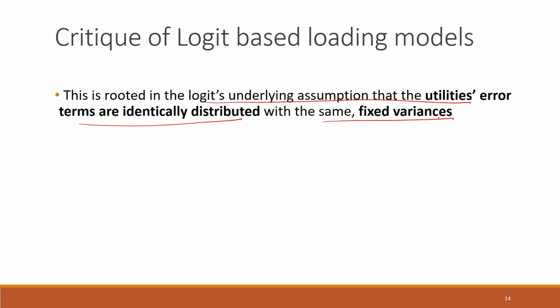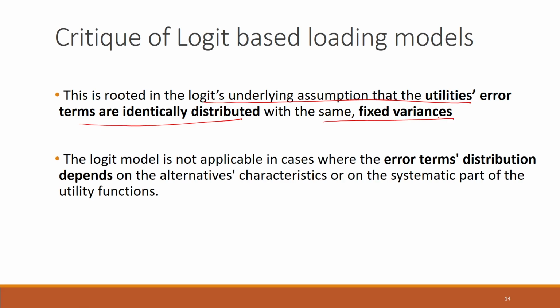Also, this distribution has a standard variance associated with it, which is given by the Gumbel distribution that we have. So, these variances are fixed for every error term, they cannot change. Those are some standard values. Therefore, this Logit model is not applicable in cases where the error terms' distribution depends on the alternative's characteristics or on the systematic part of the utility functions.